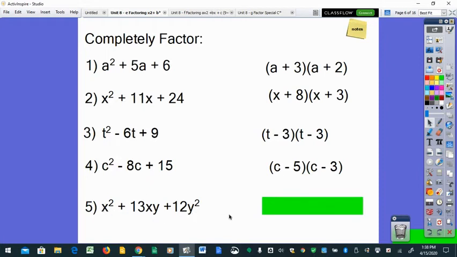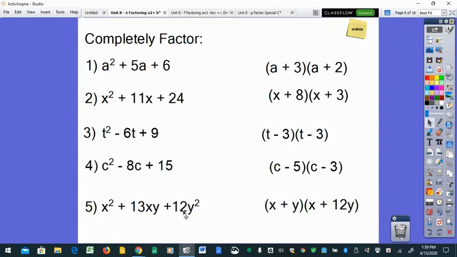Now, when you have two variables, don't freak out. It just means there's going to be a variable at the front and there's going to be a variable at the end. So the x will be at the front of the binomial and the y will be at the end. And then you just have to work with the numbers. So let me just show you what I mean here. So see, the x times x is going to give you the x squared. And notice I put the y here. y times y gives you the y squared.